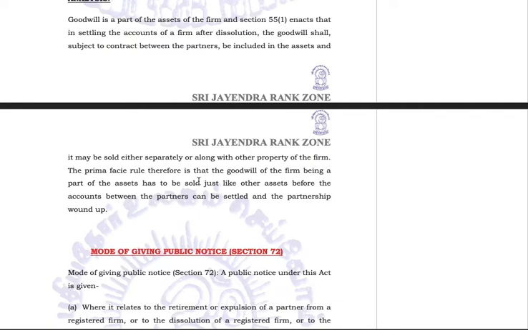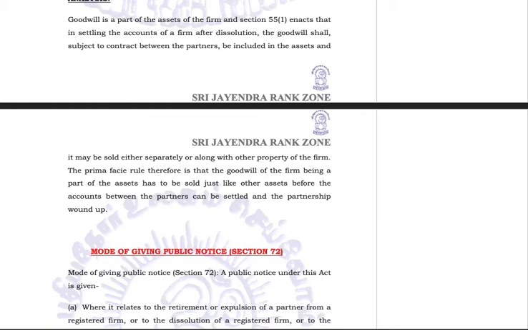The prima facie rule, therefore, is that the goodwill of the firm, being a part of the assets, has to be sold just like other assets before the accounts between the partners can be settled and the partnership can be wound up. It says that the primary rule is that you will sell the goodwill along with the assets, just like an asset, before settling the accounts. There can be no settlement of the accounts without sale of the goodwill.